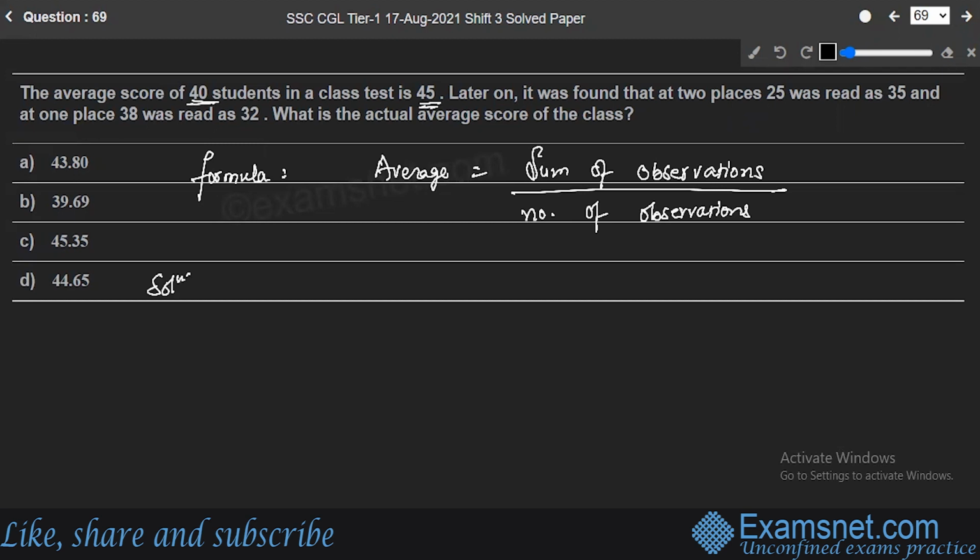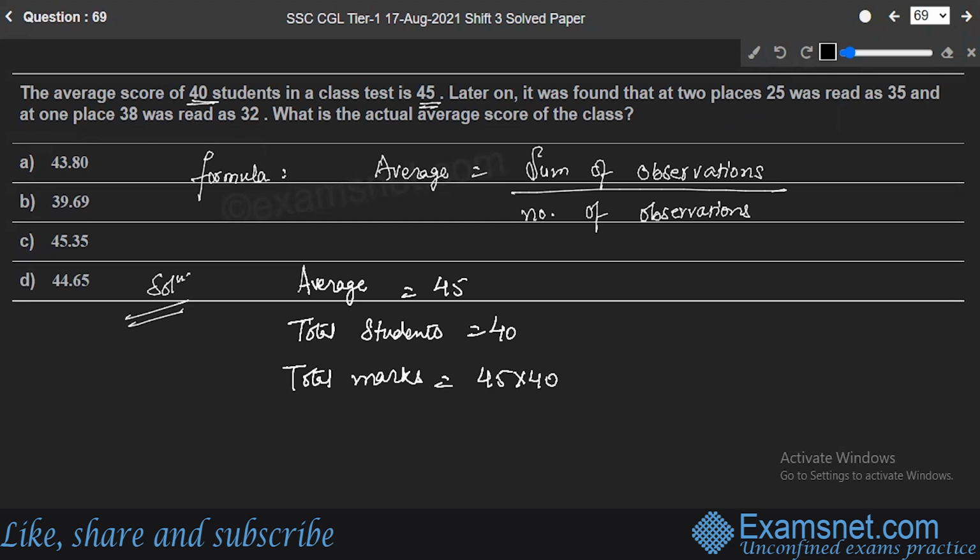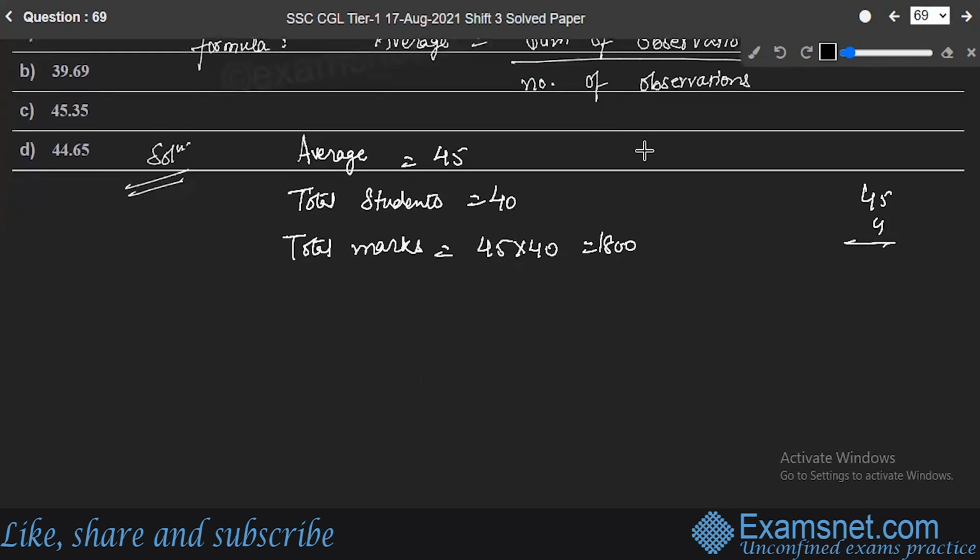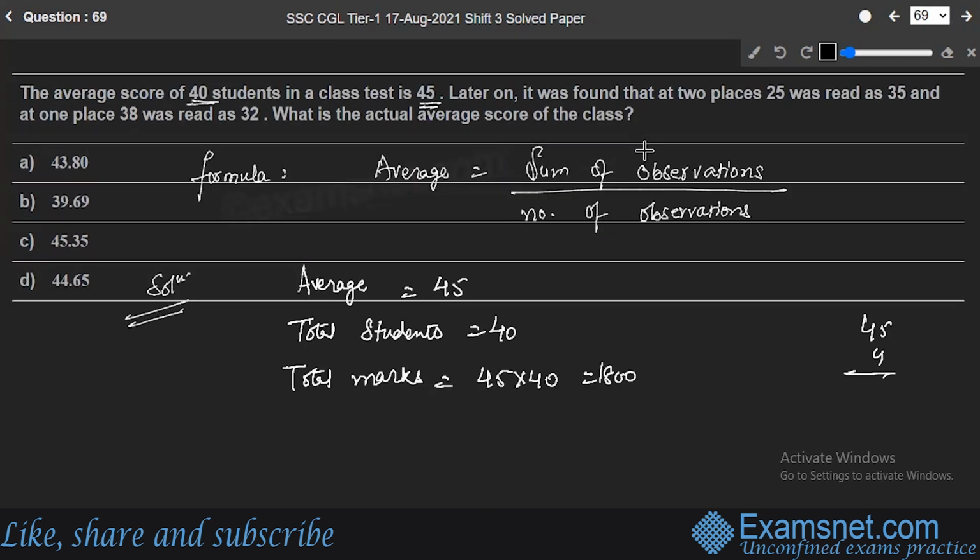So therefore, total, I'll write it down later. First of all, average 45, number of students is 40, right? So total marks is equal to 45 into 40, right? So 45 into 40 will be your total marks. This will be equal to about 1800.